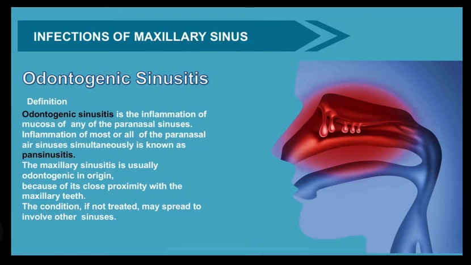Here we are going to start with the diseases that affect the maxillary sinus. First, we have infection of the maxillary sinus of odontogenic origin, called odontogenic sinusitis. Odontogenic sinusitis is the inflammation of the mucosa of any of the paranasal sinuses. The inflammation of most or all of the paranasal sinuses is commonly known as pansinusitis. Maxillary sinusitis is usually odontogenic in origin because of its close proximity to the maxillary teeth. The condition, if not treated, may spread to involve the other sinuses.